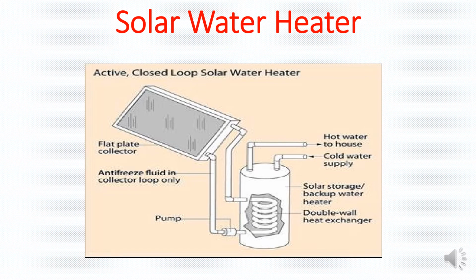Solar water heater. It is made up of iron material and painted black inside and outside. One inlet and one outlet tube is inserted into the iron box. In daytime, the iron box absorbs heat. When the water is passed into the inlet tube, it comes out heated.